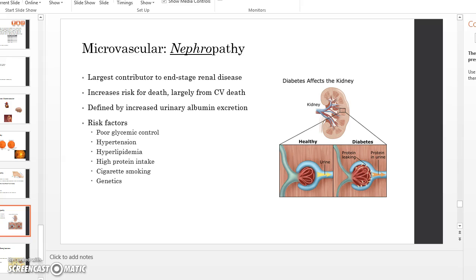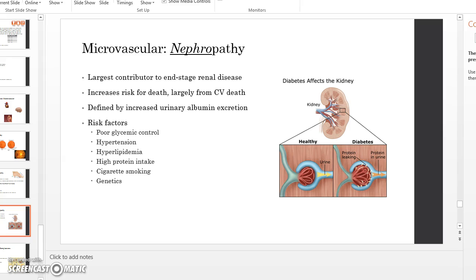Most of this is very similar to our blood pressure control, which we will also talk more about on Friday. So risk factors for the development of nephropathy include poor glycemic control over time, pre-existing hypertension, as well as hyperlipidemia, high intakes of protein, smoking, and genetics.